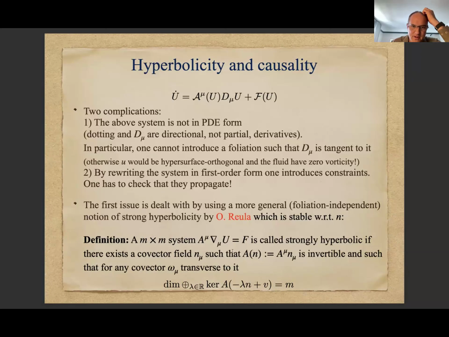So now, of course, you can rewrite this system in this form. But now the nice thing is that this definition here is stable with respect to n. So you can show that if you perturb this n a little bit, then this condition will still be satisfied. And this is something that we use so that we can show that this definition of strongly hyperbolic I gave you before is actually equivalent to the definition of strongly hyperbolic that you can use for PDE standard theorems.